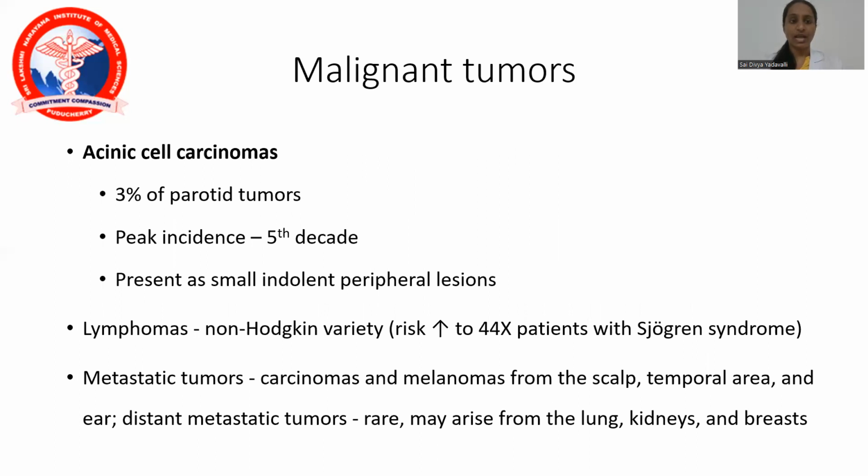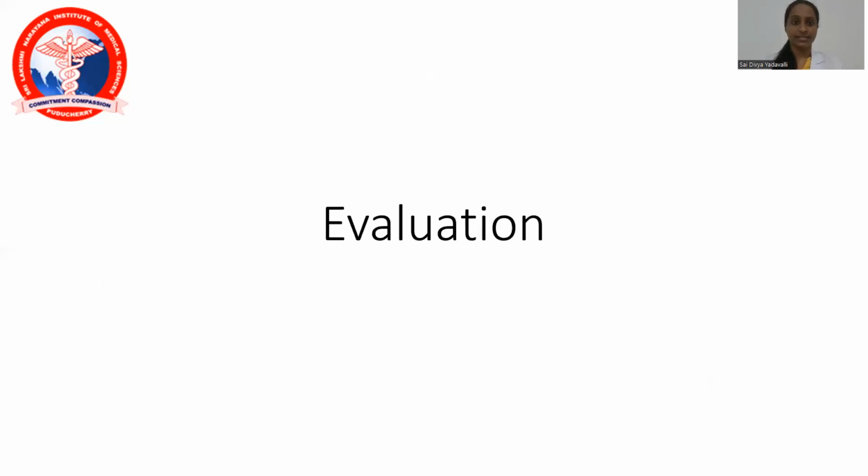Other malignant tumors include acinic cell carcinomas, which are 3% of parotid tumors with a peak incidence in the 5th decade. These present as small indolent peripheral lesions. Patients can also have tumors such as lymphomas, the non-Hodgkin's variety being the most common, and these occur very commonly in patients with Sjogren syndrome. Or malignant tumors can be metastatic tumors, that is carcinomas and melanomas, from various primaries in the scalp, temporal area, and ear. Also distant metastatic tumors, but these are very rare, arising from the lung, kidneys, and the breasts.